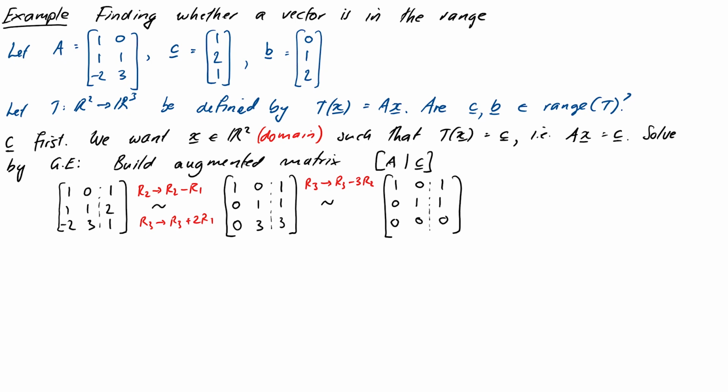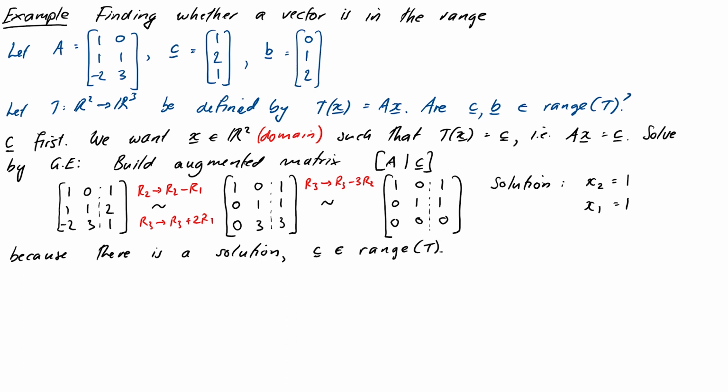Remember, it's an augmented matrix. So what this is telling us is that x1 is equal to 1, and x2 is also equal to 1. So there is a solution here, and in this particular case, it happens to be a unique one. And so it is indeed true that C is in the range of T, because A times the vector (1, 1) will give us C.